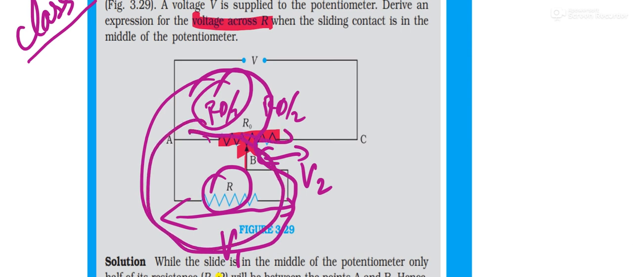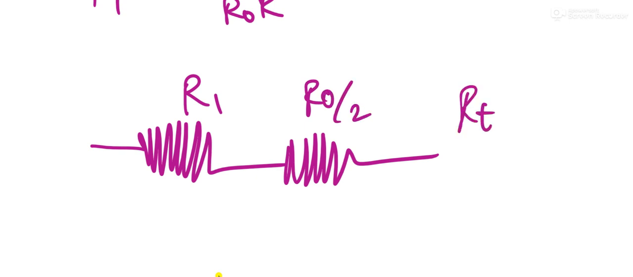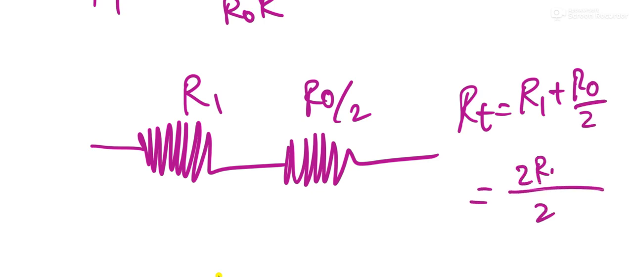Then here we have R naught by 2 extra, R naught by 2 extra. So now the total resistance of the circuit is R1 plus R naught by 2. If you take the LCM, 2 times R1 plus R naught divided by 2 is going to be R total.